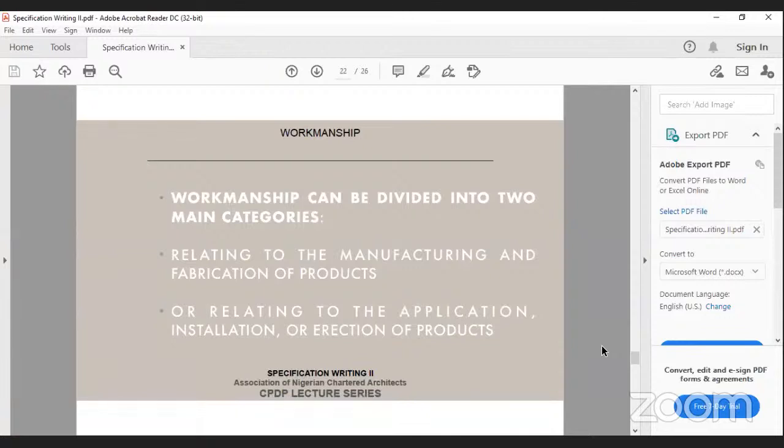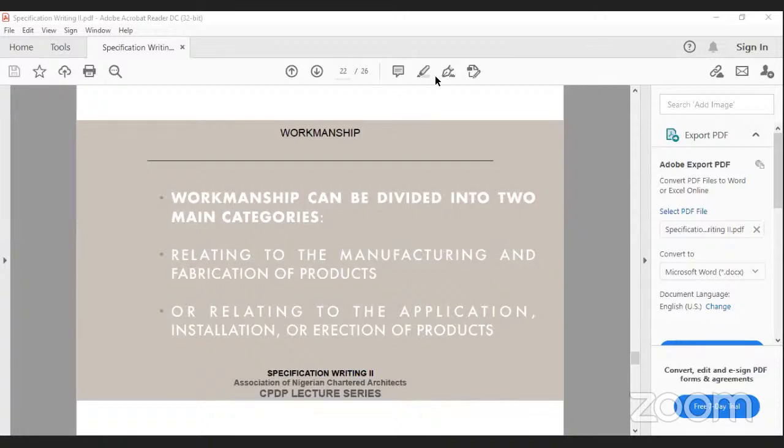Let me explain further. Assume that you want to have precast concrete slabs on your walkway, and you expect the contractor to manufacture the precast slabs on your site. The contractor may be tasked with the manufacturing of the slabs and the installation of the manufactured slabs. The workmanship for the manufacturing of the slabs is different from the workmanship of the installation of the manufactured slabs.